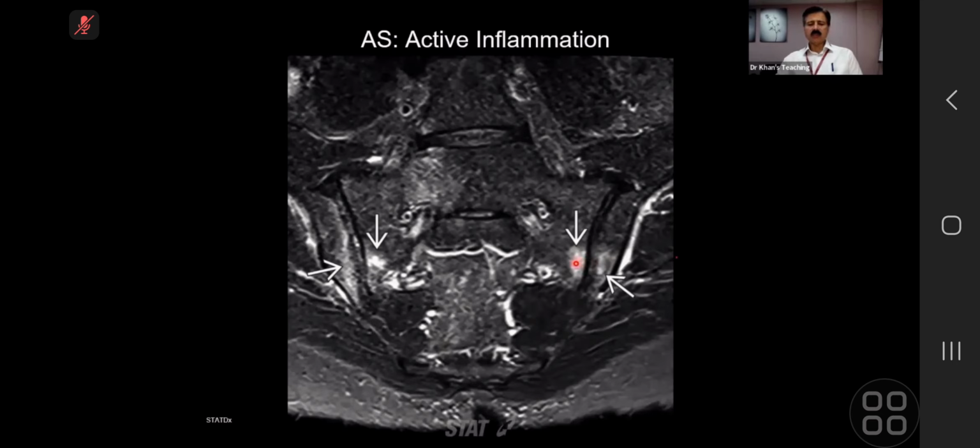Sometimes, for disease modifying treatment, etc., they will send you MRs to tell them if there is active disease or not. And the definition of active disease is high signal on stir. So this is the take-home point.